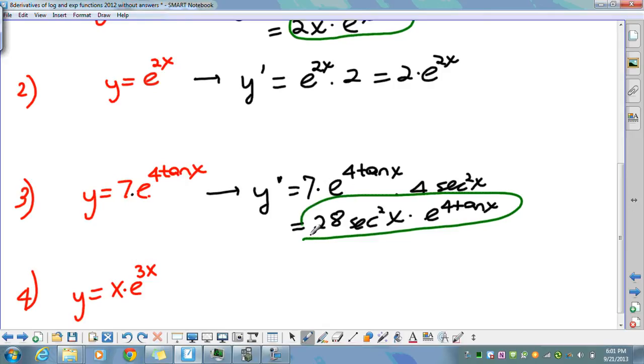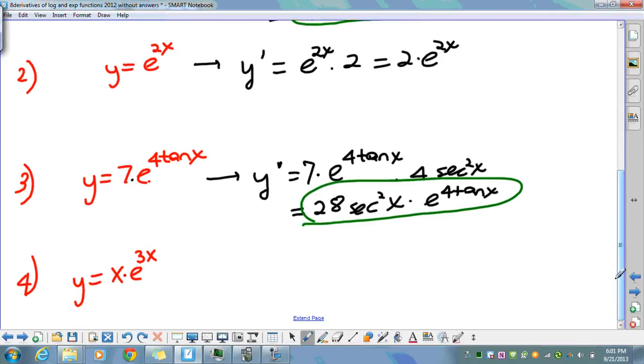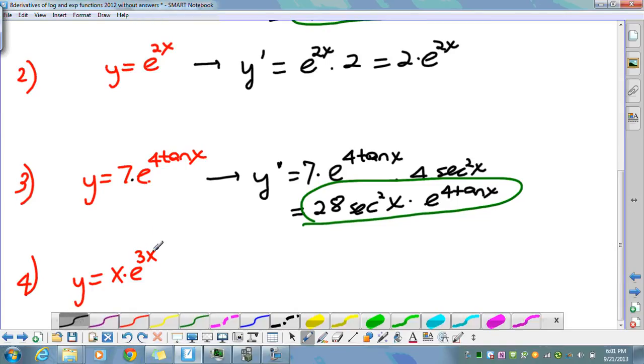So that'll be our final answer on that one. What about number 4? So there we're going to need the product rule, right? Because you have x times another function of x, e to the 3x. So let's use the product rule there.